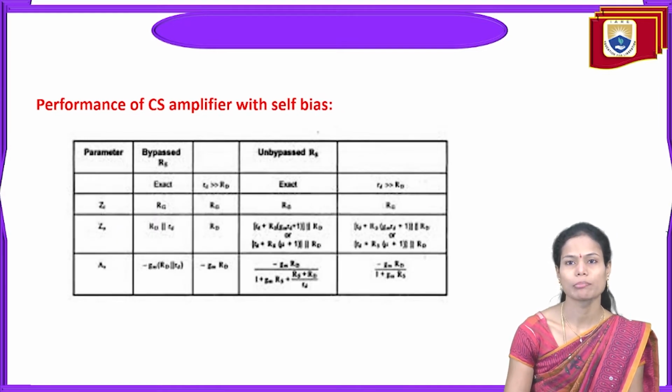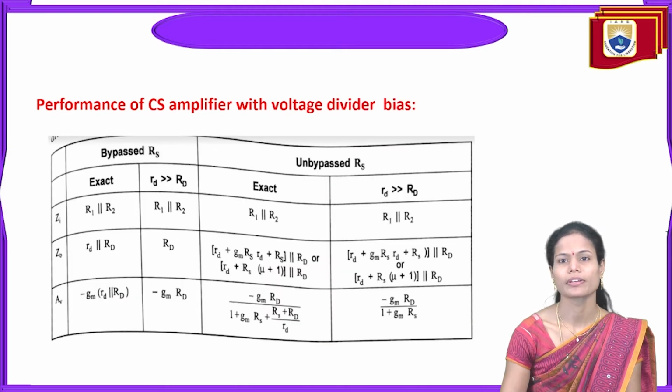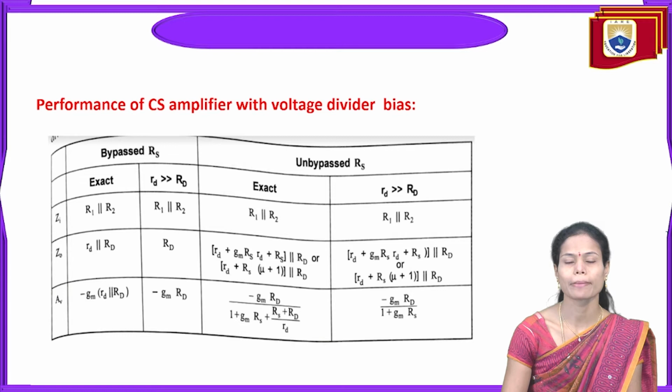When we go with the self-bias circuit, here also we have the exact analysis as well as the approximate analysis. In this case, we consider the bypassed source resistance as well as the unbypassed source resistance. When we consider the bypassed source resistance, we will get these particular formulas, and when we go with the unbypassed source resistance, we will get these particular formulas. Next, if we go with the voltage divider biasing, in this case also we have two cases, bypassed source resistance as well as unbypassed source resistance. Depending upon that, we can utilize any of these formulas.